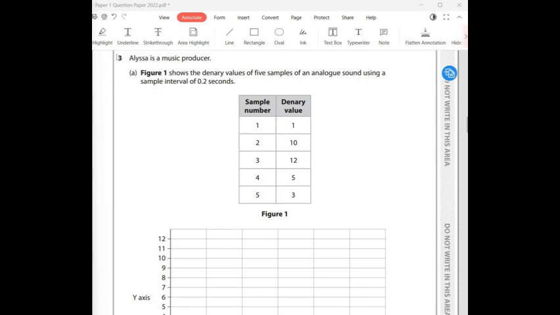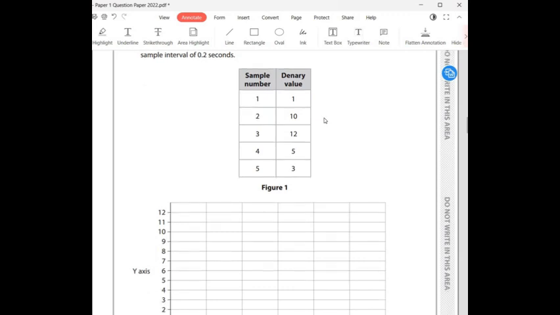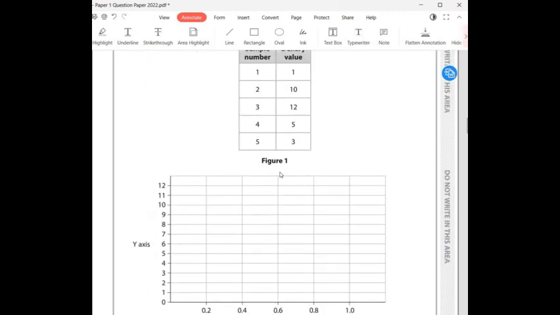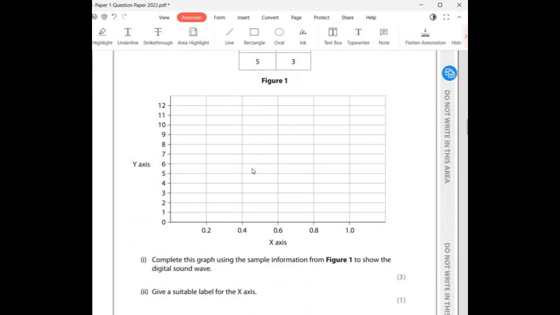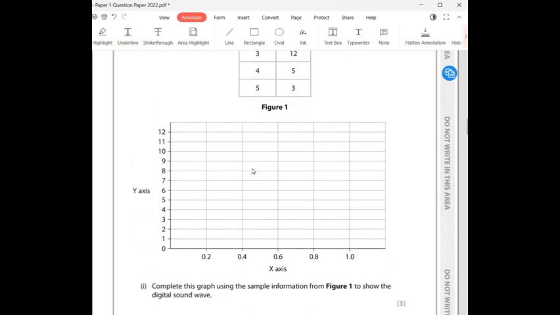Right, let's move on. Alyssa is a music producer. Figure 1 shows the denary values for 5 samples of analog sound using a sample interval of 0.2 seconds. So we've also got the table and we've got its graph. So we got to complete the graph using the sample information from figure 1 to show the digital sound wave.